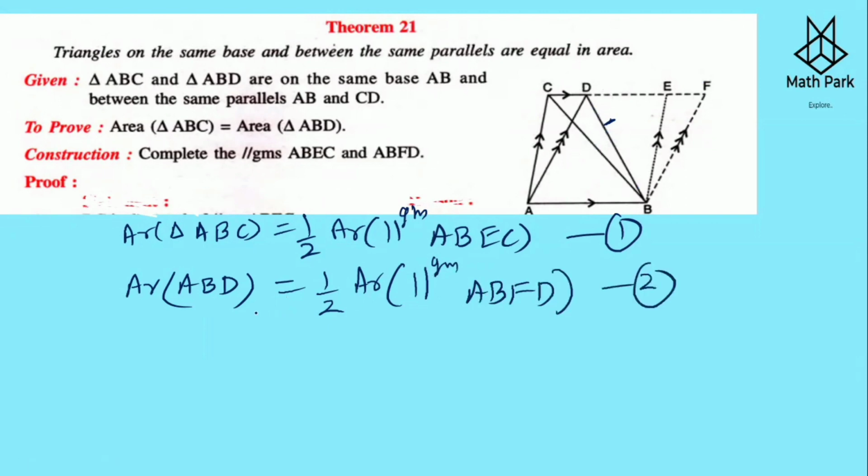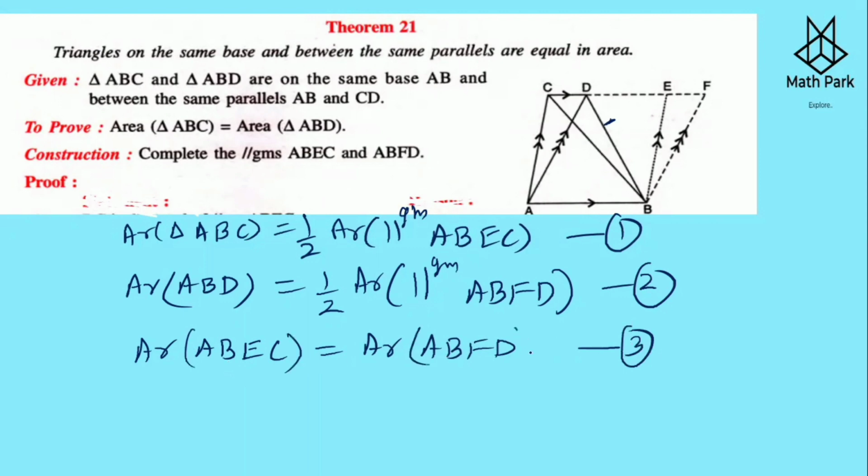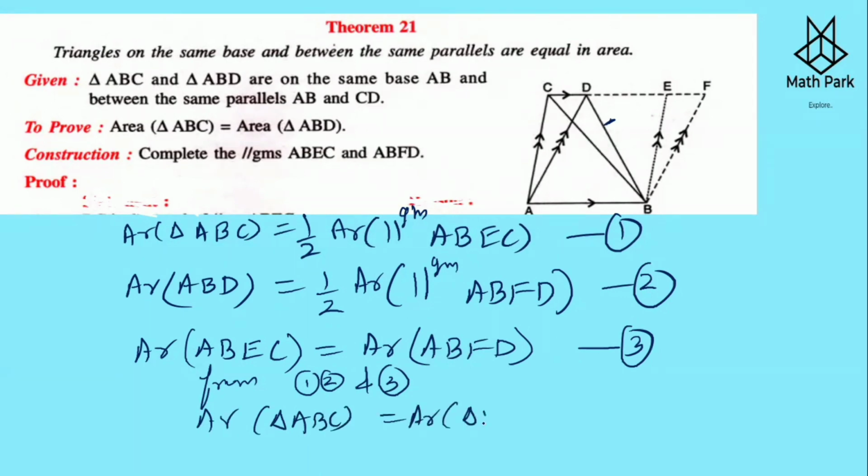And the third equation: we have area of ABEC is equal to area of ABFD. This is equation number 3, because these are parallelograms on the same base and between the same parallels. So from 1, 2 and 3, we get area of triangle ABC is equal to area of triangle ABD. So these proofs we are going to use for solving the problems. Got that? So we are done with theorem 21.